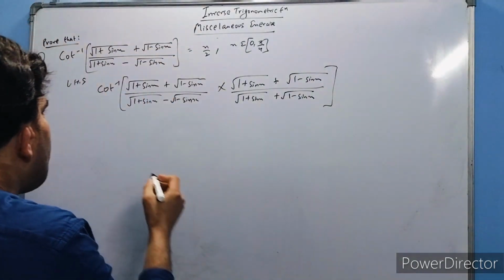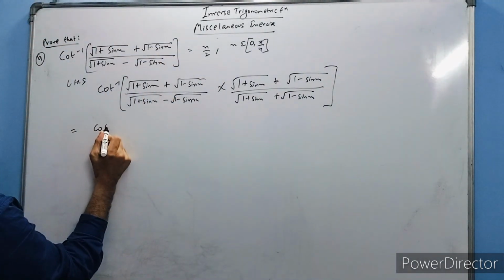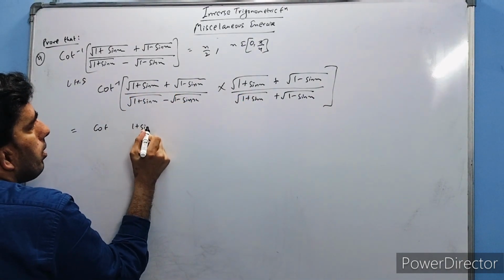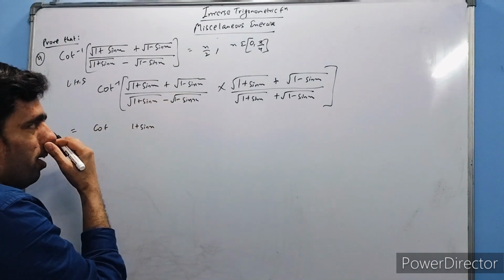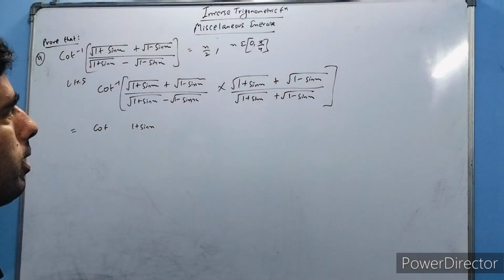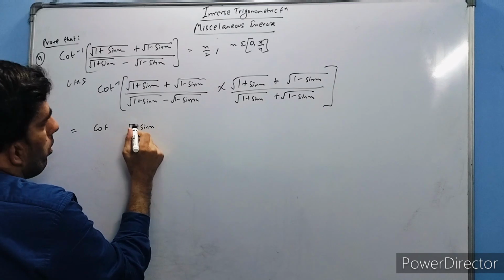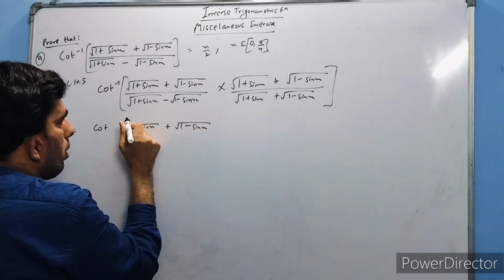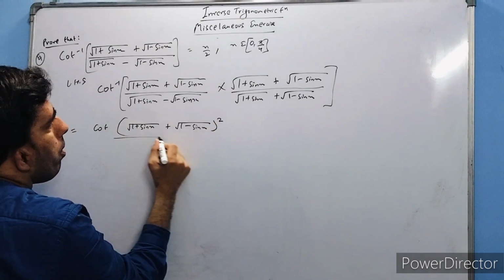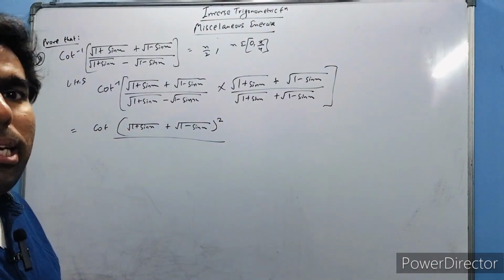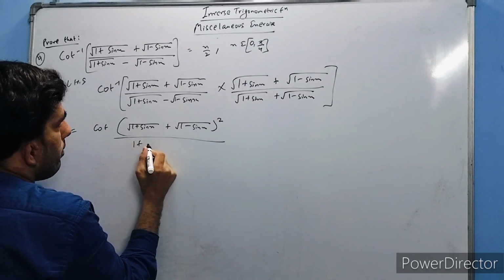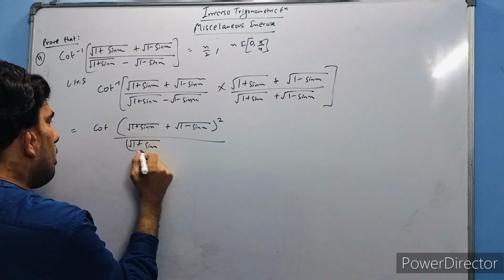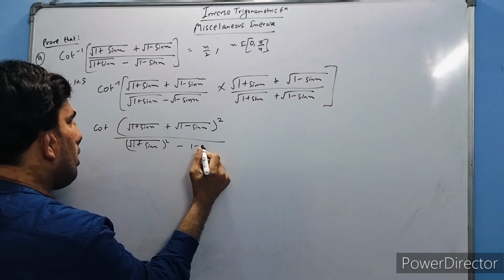Now what we will have? Cot inverse. Now a plus b into a plus b, so we'll have a plus b whole square, upon a minus b into a plus b, which is a square minus b square. Okay, so I have this.